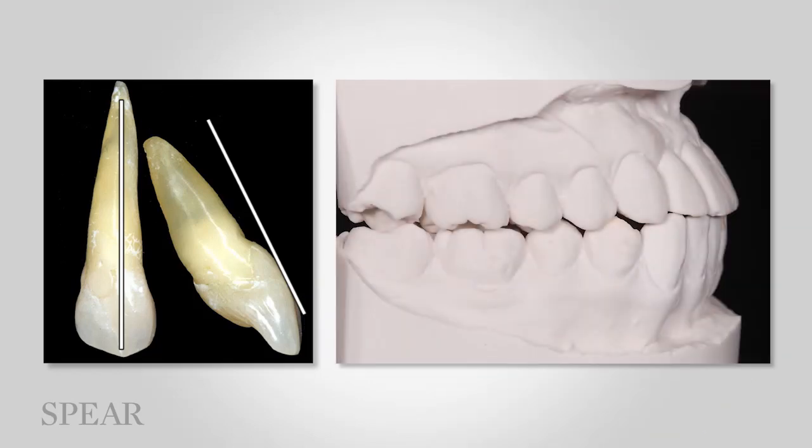If we look at Angela, there's some proclination appearance to the canine as well as the central, so I could get them to draw, but the path of insertion would be more of a path that's angular, following the path of insertion of the central.